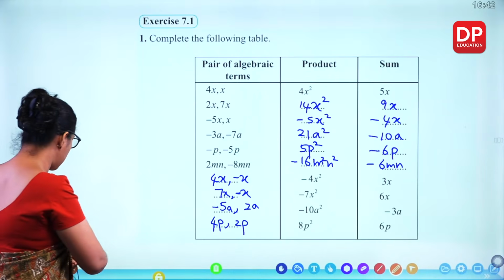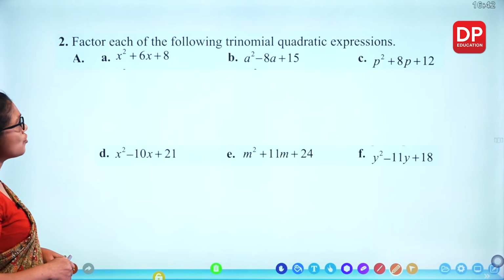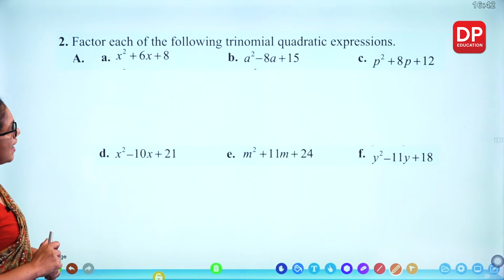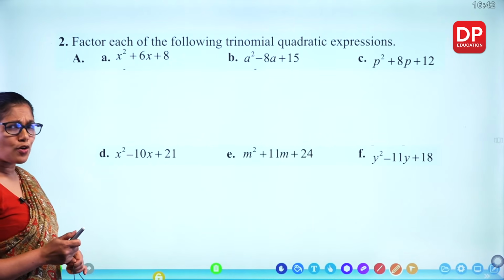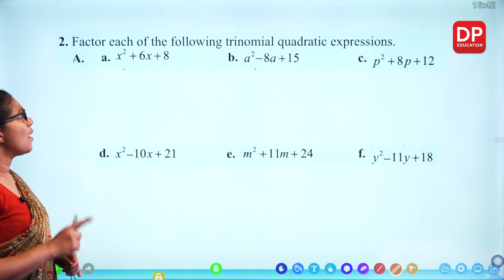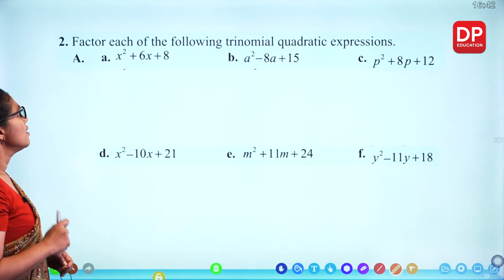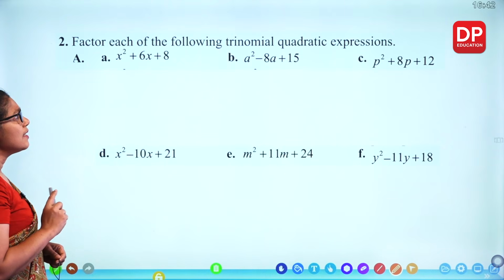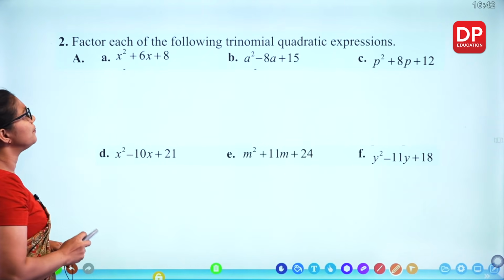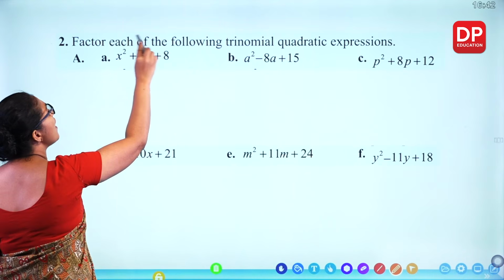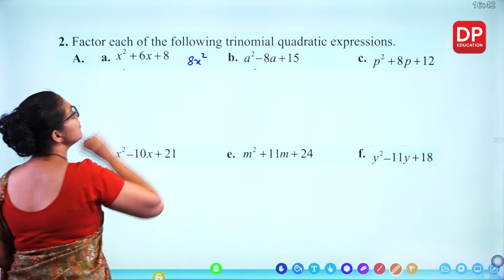Now we'll look at the second question. In the second question, you are asked to factorize the trinomial quadratic expressions. What are trinomials? 3 terms: 1 x squared term, 1 x term and the constant. So we'll look at the factors of the constant term. So here 1 and this one, when you multiply, you get 8x squared.